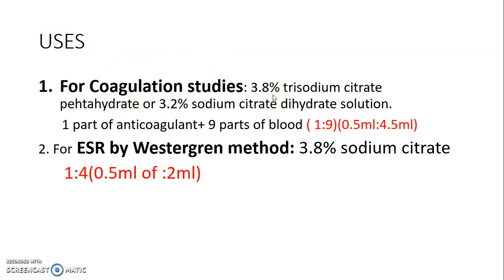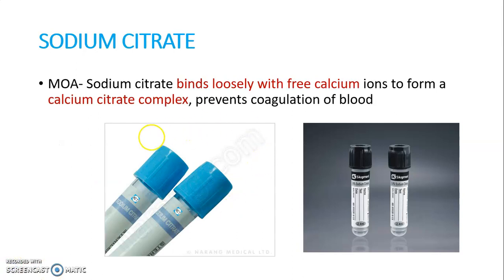3.8% trisodium citrate pentahydrate or 3.2% sodium citrate dihydrate solution is used. One part of anticoagulant, that is sodium citrate, and 9 parts of blood are used. So the ratio is 1:9: 0.5 ml of anticoagulant and 4.5 ml of blood. So for coagulation studies, the blue-topped sodium citrate Vacutainer is used with a ratio of 1:9.